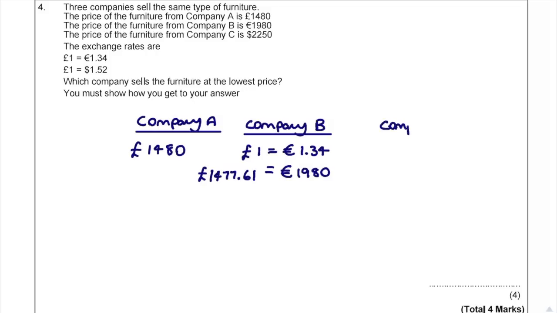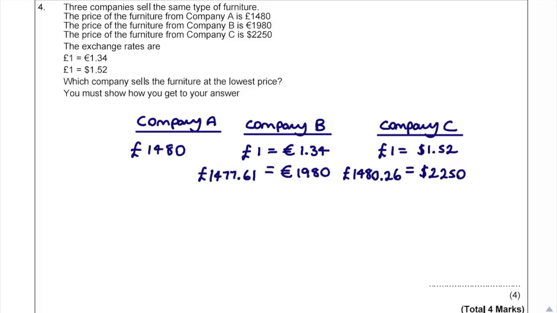Now, if we have a look at Company C, well, Company C is selling their furniture in dollars. So we know that the exchange rate is £1 equals $1.52. And we want to work out what $2,250 is in pounds. So we need to do 2,250 divided by 1.52, and that gives us an answer of £1,480.26 to 2 decimal places.